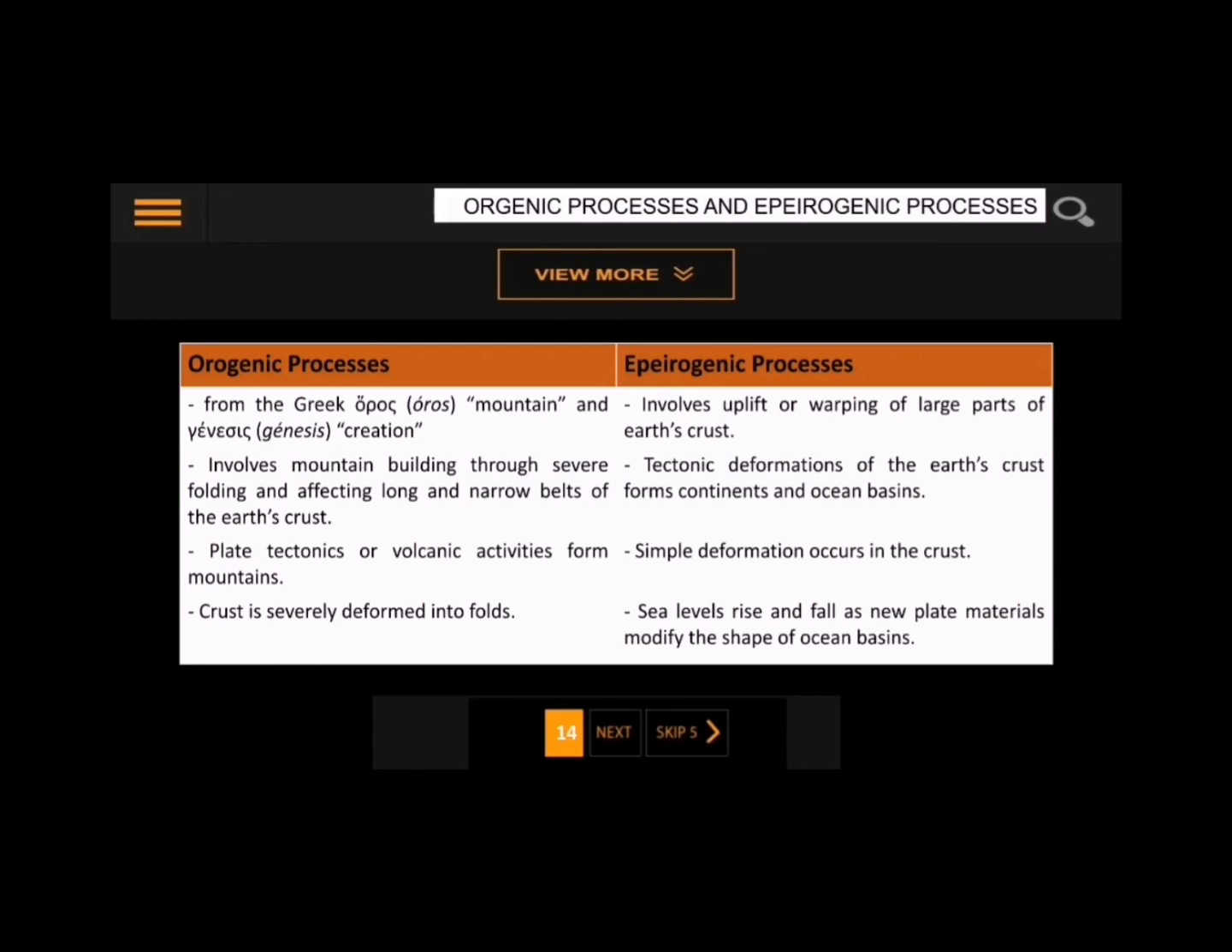So to sum it up, orogenic processes happen when plates converge and fold on top of each other, creating masses on Earth's crust, while epeirogenic processes happen when plates diverge from each other and create rifts or holes on the Earth's crust.